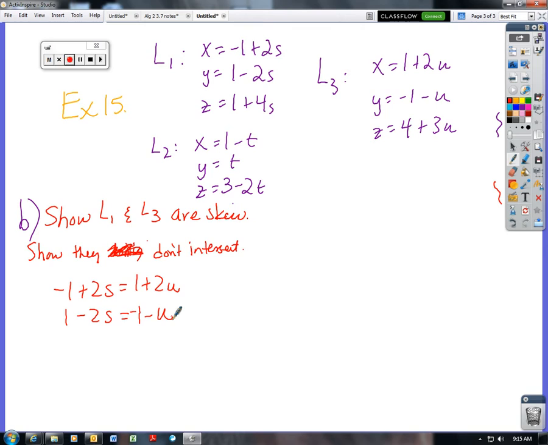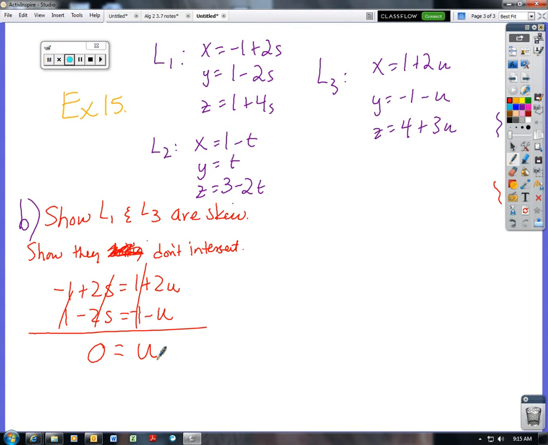Two equations, two unknowns. I could go ahead and add these the way they are, because I've got 2s and -2s. I don't even really have to simplify it. Let's just do it. So I'm going to add them. This is going to go to 0, that's going to go to 0, and I'm going to get u over here. Okay, u equals 0.